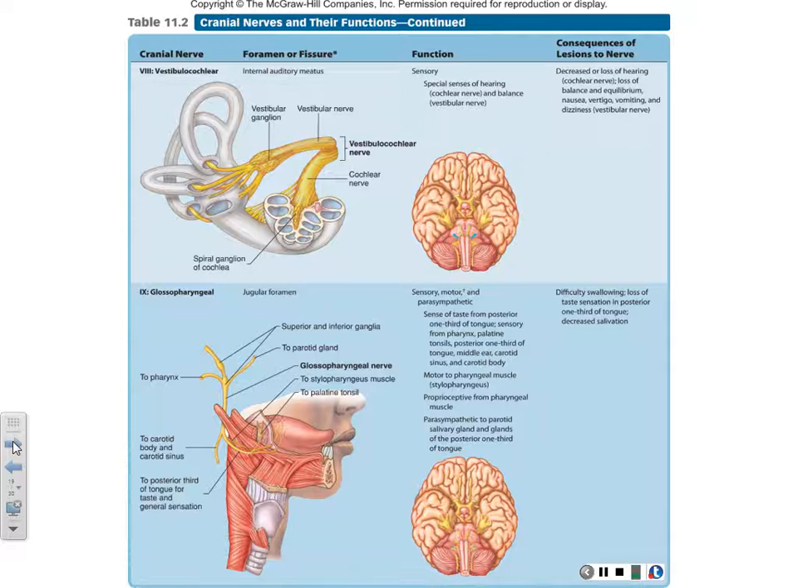So it's got to do with hearing. If the cochlear part of it is injured, then you lose hearing. If the vestibular part of it is injured, then you get balance problems, vertigo, things like that, vomiting, nausea, because it has to do with balance.